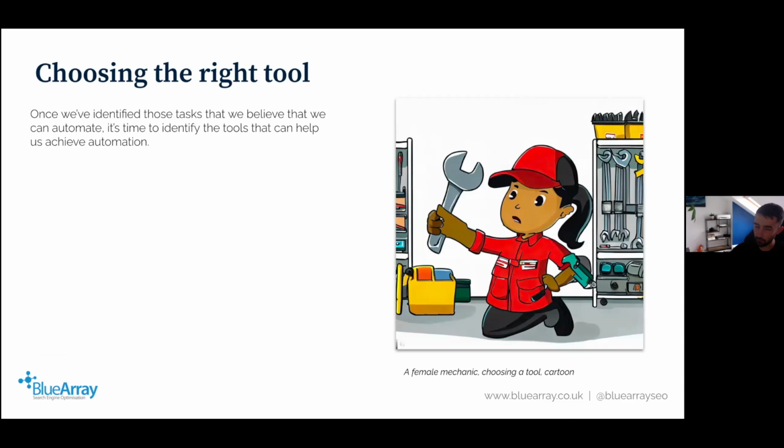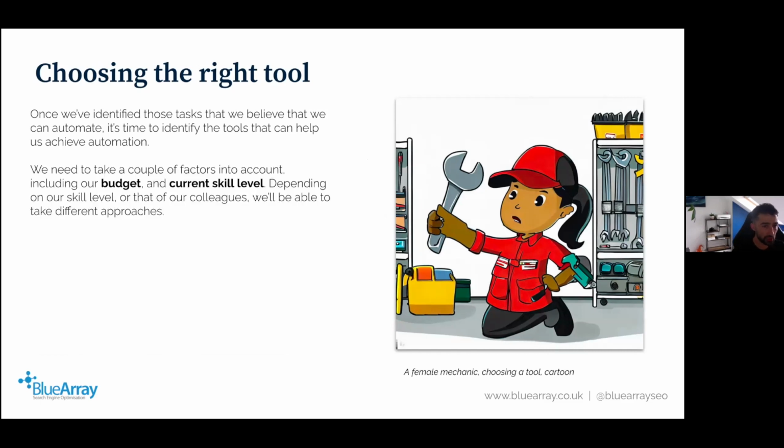Once we've identified those tasks that we believe we can automate, it's time to identify the tools that can help us achieve the automation we're looking for. We need to take a couple of factors into account, including budget. How much can we actually spend? If we've got an unlimited budget, we can buy the most expensive tools and everything's great. That isn't necessarily the case in a lot of situations. Sometimes you have a very limited budget to automate, at least to start with, before you can start proving the benefit of it. And of course, the current skill level, yours or that of the colleagues that we ask nicely to do things for us, will let us take different approaches.